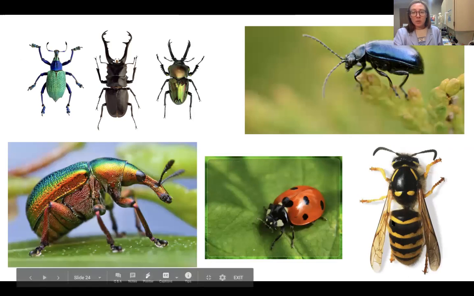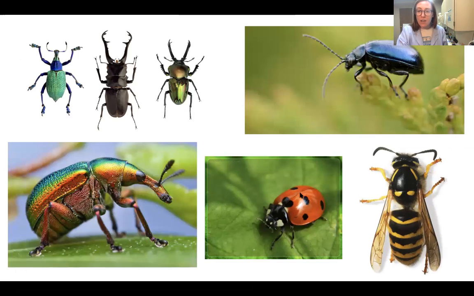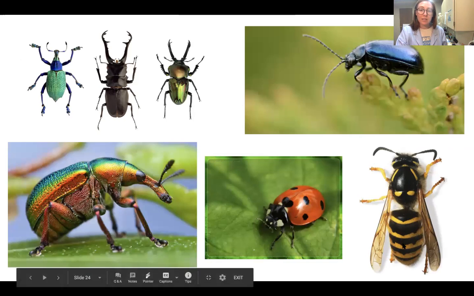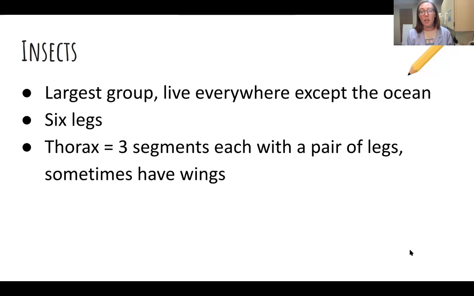But if we look closely, we can see that they do indeed have jointed legs. They have a hard exoskeleton. They have a segmented body. Here's the head, thorax, abdomen, and they do have a well-developed nervous system that allows them to sense and respond to change in the environment.